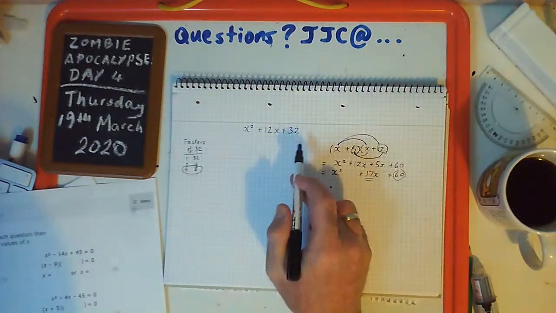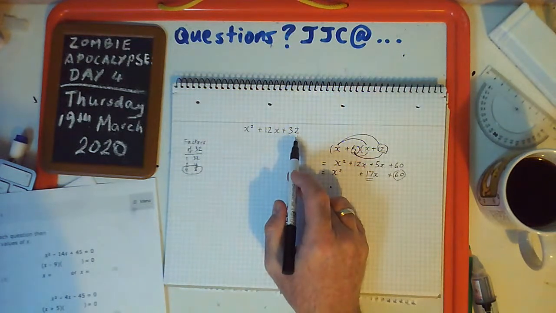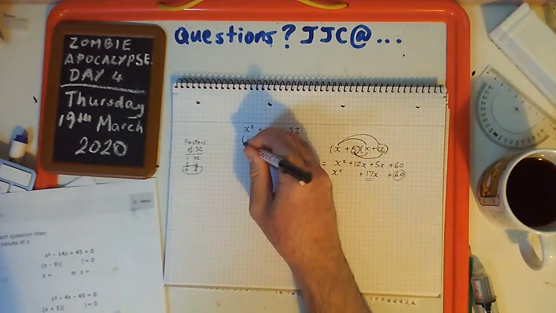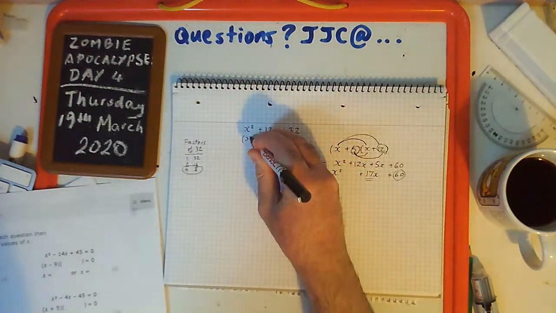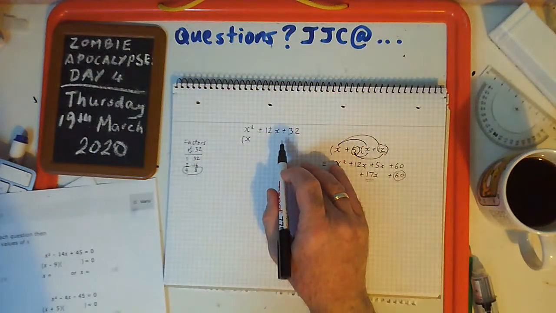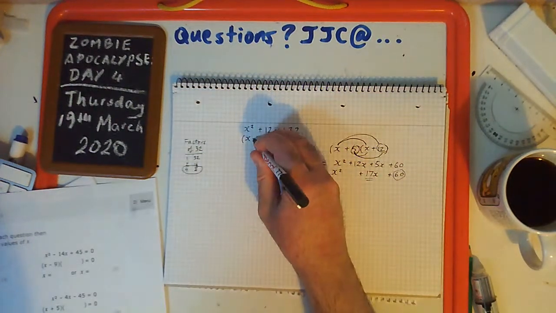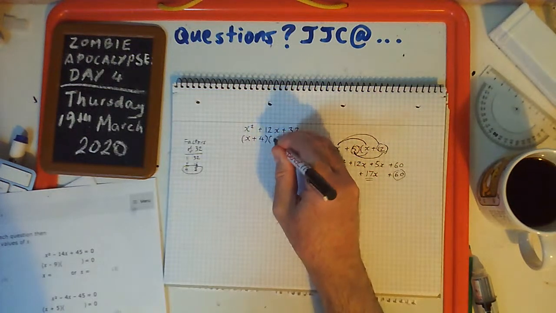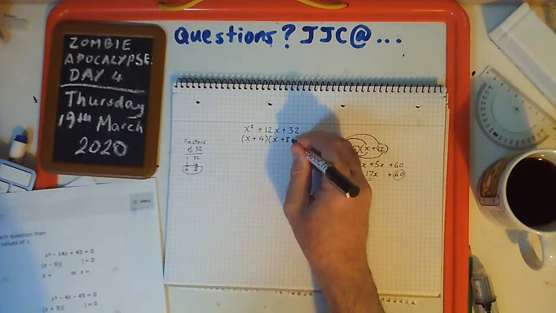So we were looking for factors of 32, 4 times 8 makes 32, that add up to 12, 4 plus 8 makes 12. That tells us that x squared plus 12x plus 32 factorizes into x plus 4 times x plus 8.